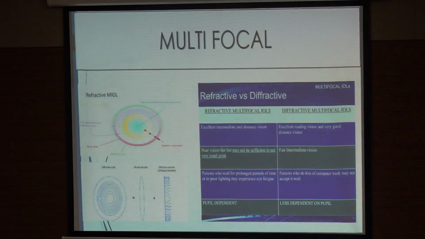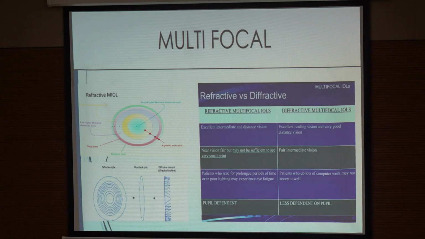Multifocals can be divided into refractive IOLs and diffractive IOLs. Refractive IOLs have excellent intermediate and distance vision, and the diffractive have excellent reading vision, a very good distance vision and a fair intermediate vision. In the refractive, as you can see in the picture on the right side, we have various zones that determine distance, near, and again distance. So it is very pupil dependent, and that does not make it a very good choice.